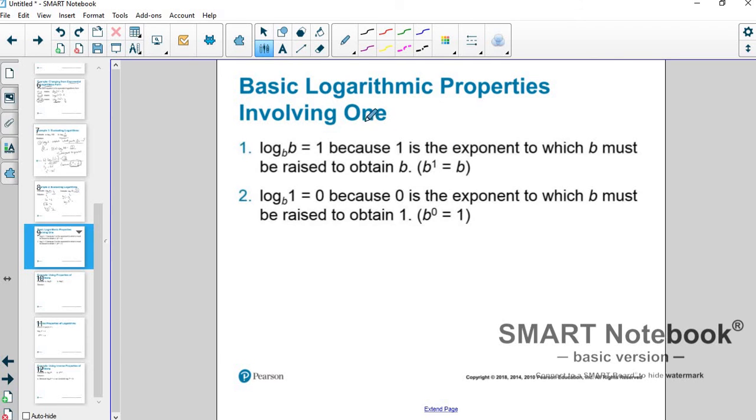So when you have a 1 involved, you have a couple of special relationships. Log base b of b is equal to 1, because b to the first is b. And log base b of 1 is always equal to 0, because 0 is the exponent that you need to get a 1. Remember, any non-zero number to the 0 power is 1. And since b has to be a positive number, then any b to the 0 is equal to 1. So log base b of 1 then is equal to 0.